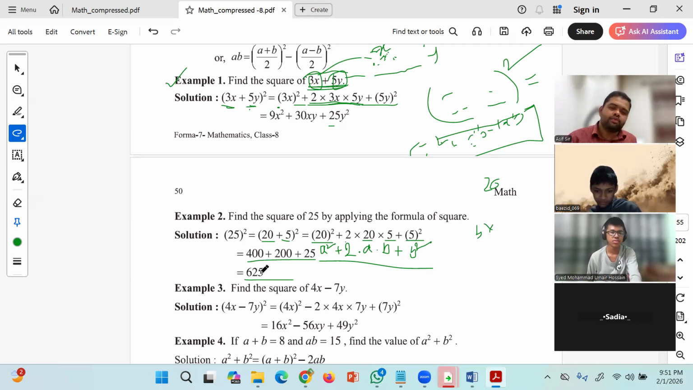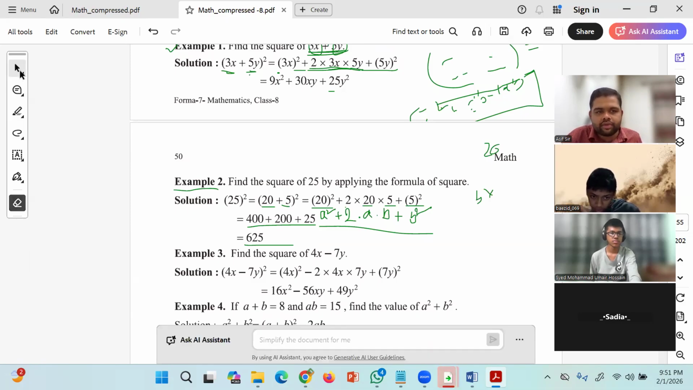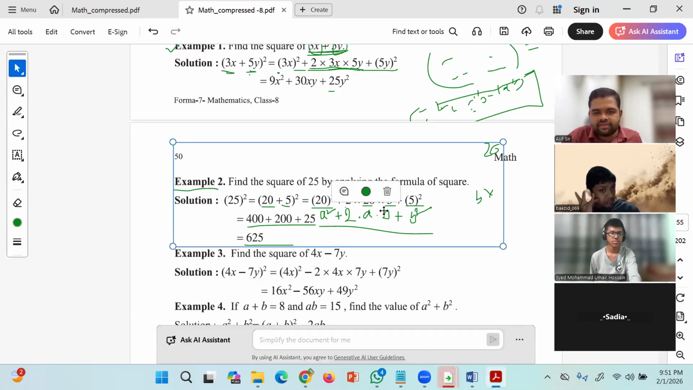Now, let's move to the new problem, which is example number 2. This is a new problem, and we have to use a new formula on this problem. So be attentive to the class.